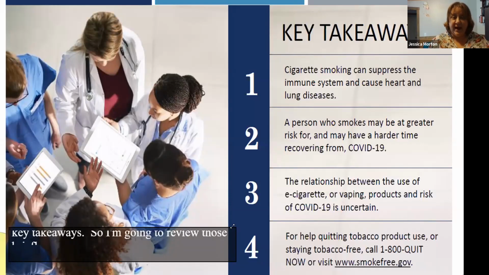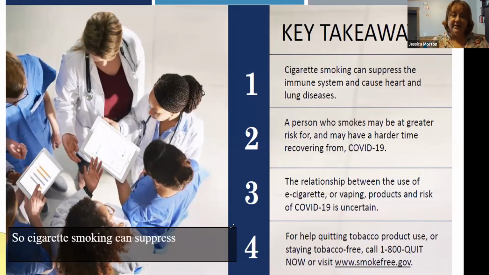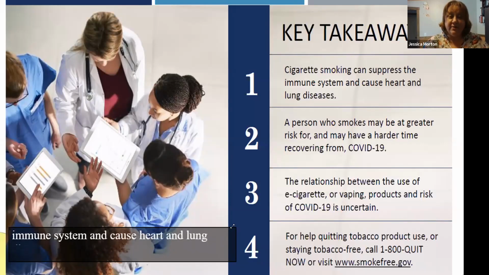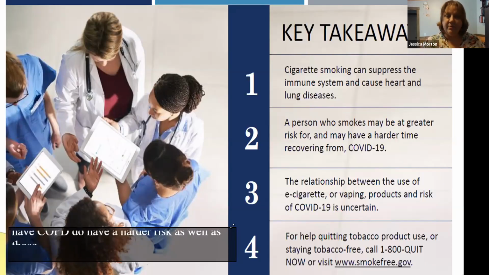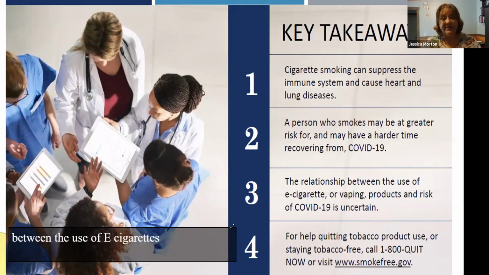So cigarette smoking can suppress the immune system and cause heart and lung diseases. We all know that. But a person who smokes may be at greater risk and may have a harder time recovering from COVID-19. I also learned this morning, I'm not sure if this is new information or not, that those that have COPD do have a harder risk, as well as those with asthma, diabetes, and a number of other diseases. But what we don't know is the relationship between the use of e-cigarettes or vaping products and COVID-19. That is still uncertain. So the CDC isn't wanting us to necessarily market that vaping can cause or is a cause of a harder risk for recovery.